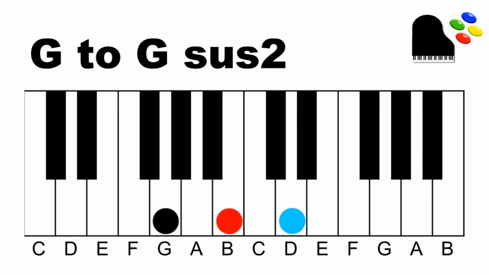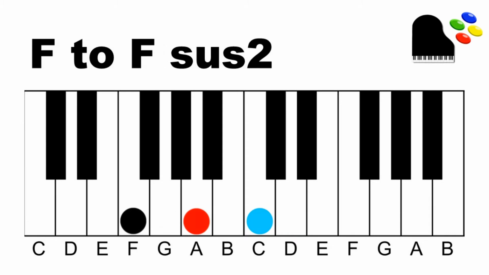Okay, we have G major here. G, B, and D. Our third is B. Which note are we going to use, or which is our second? You're right, it's that one right there. So it's G, A, and D. Here we have F major. Where's the second of F major? Right, it's G. F sus2.